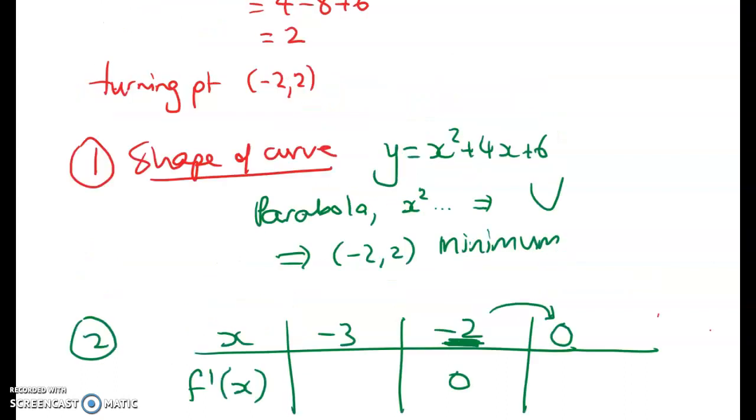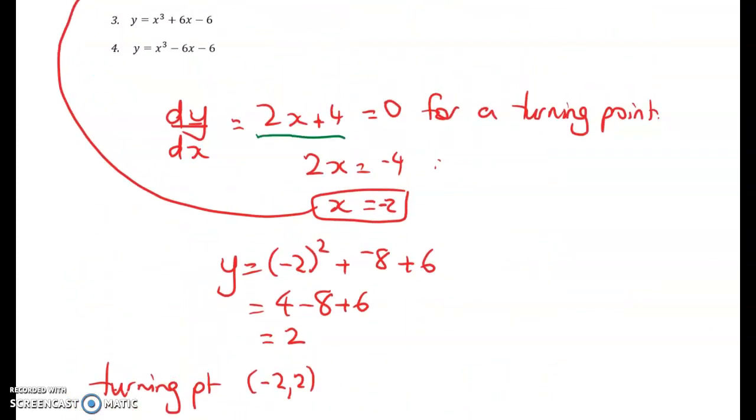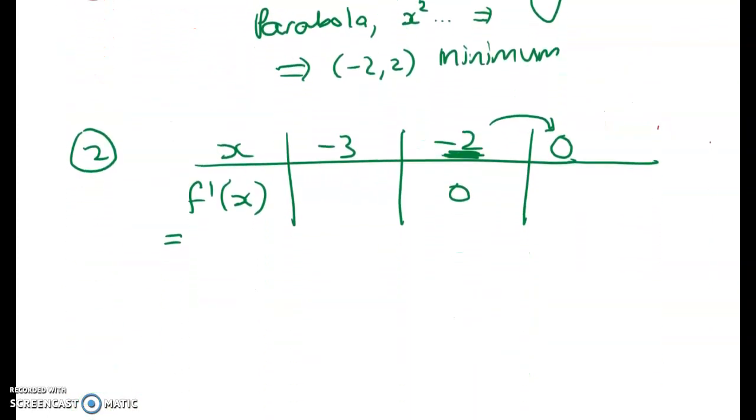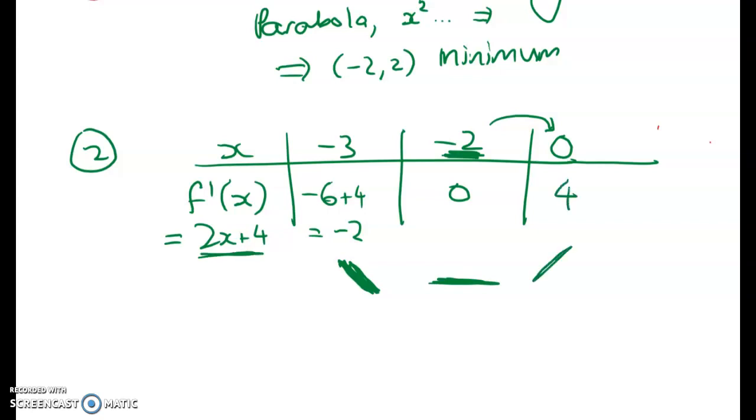So f dash of x, the gradient function, was this here. It was 2x plus 4. So that's what I'm working out now. What's the gradient when x is negative 3? Well, it's negative 6 plus 4, which is negative 2. So that's negative, so the function's going like that. Here it's 0. And when we substitute 0 into here, we get 4. So we can see that we've got a minimum at negative 2, 2. Cool.